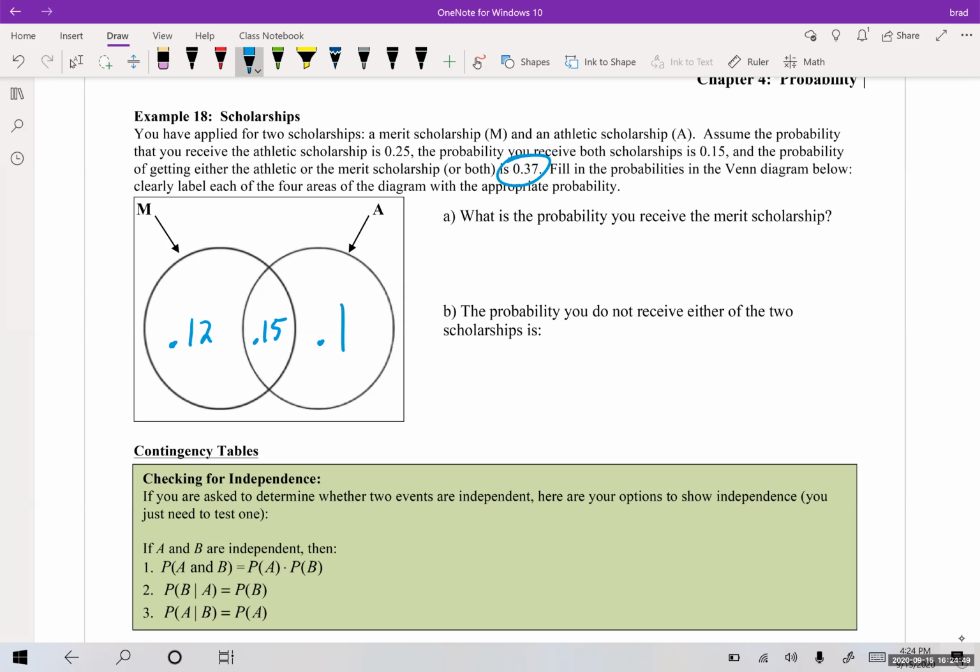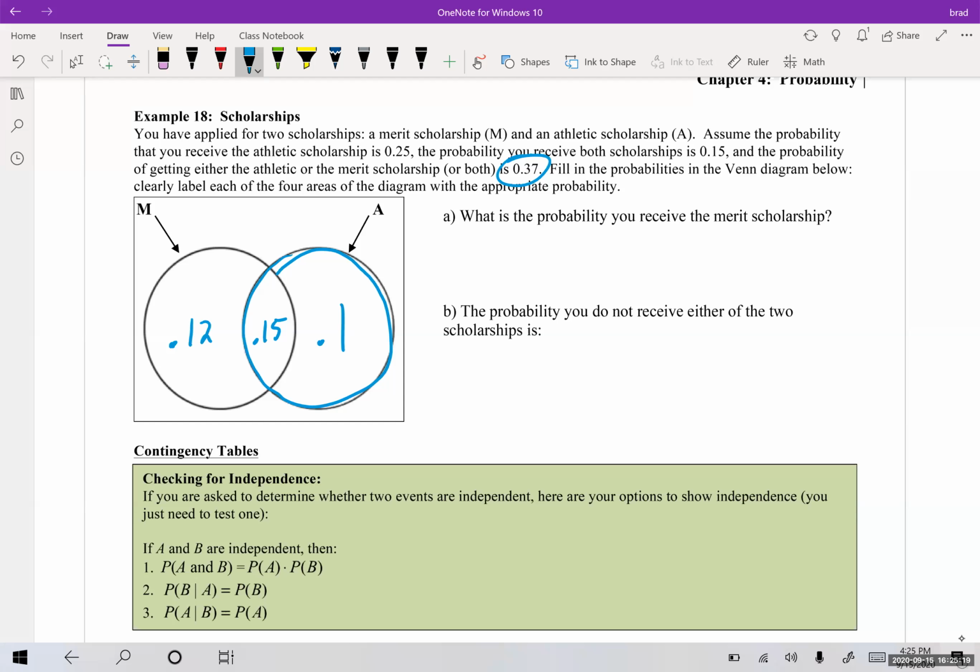Let me see here. I feel like something's missing here. Oh, I see. They're trying to throw us off a little bit. It says, assume the probability that you receive an athletic scholarship is 0.25. So you know that the whole thing is 0.25.